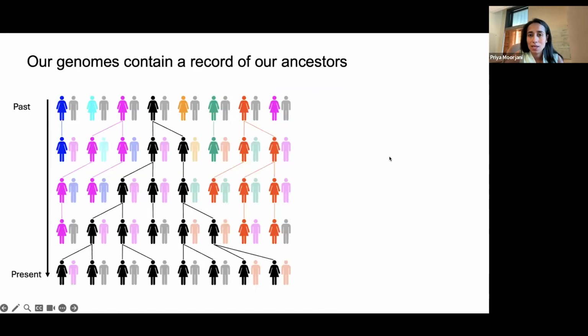Our genomes contain a record of our ancestors. In each generation, we inherit about 50% of our DNA from the previous generation. So each of us has 50% of our DNA from our parents, 25% on average of DNA from our grandparents, and so on in every generation.